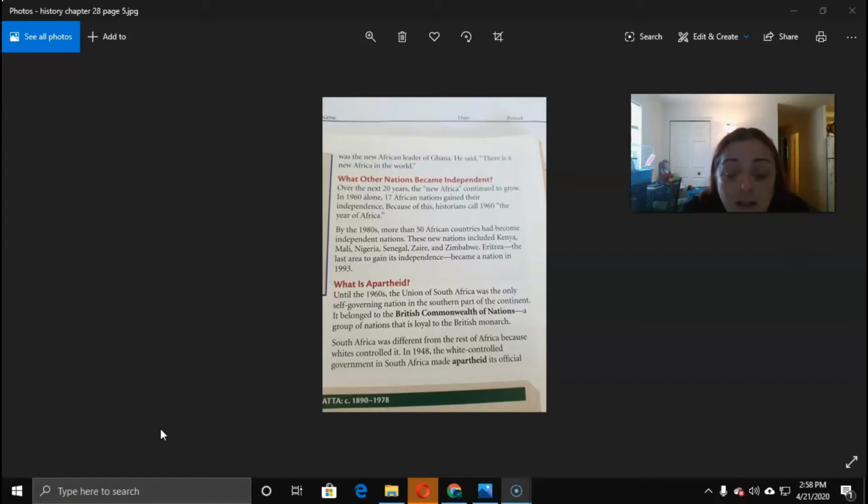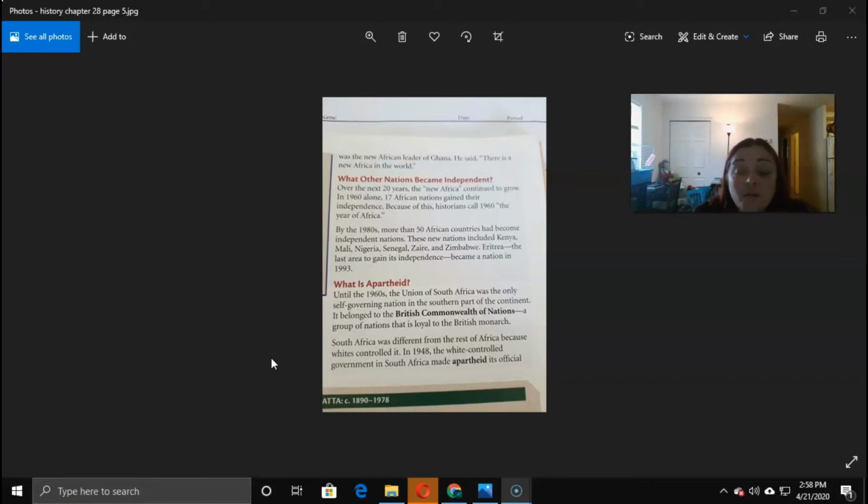What is apartheid? Until the 1960s, the Union of South Africa was the only self-governing nation in the southern part of the continent. It belonged to the British Commonwealth of Nations, a group of nations that is loyal to the British monarch. South Africa was different from the rest of Africa because whites controlled it.